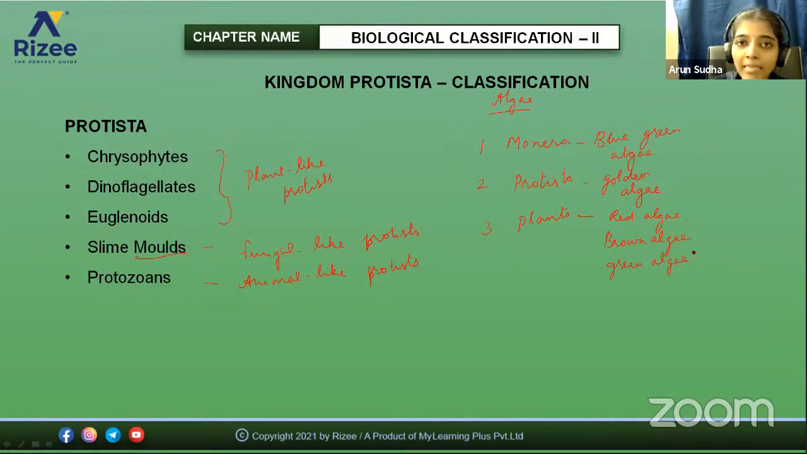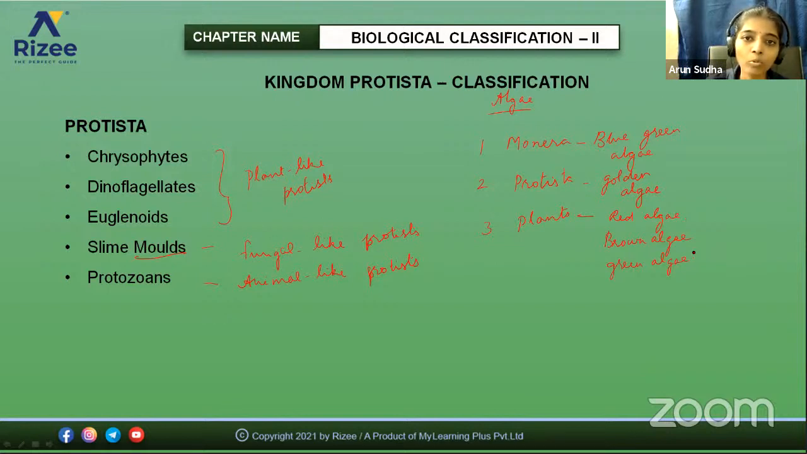So these algae show structural variation because they range from the primitive form to the complex multicellular forms. But mostly they are marine. So if you say algae, it is not under a particular kingdom. It depends upon the type of algae because they vary from unicellular to multicellular forms. The blue-green algae come under kingdom Monera, and the golden algae and some other forms come under Protista, and red algae, brown algae, and green algae come under the plant kingdom.